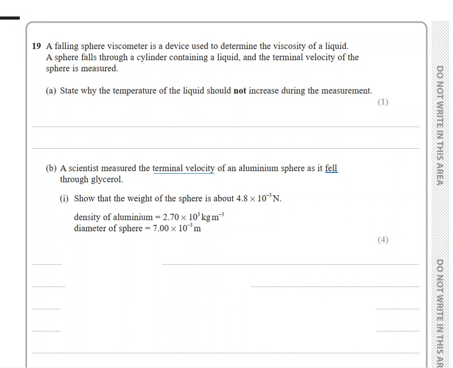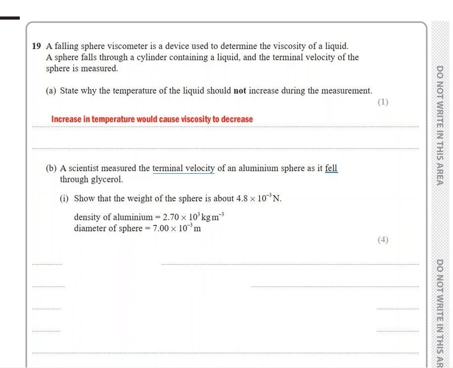Whenever you come across temperature in Unit 1, always refer to viscosity. And we all know they have an inverse relationship. I didn't say inversely proportional, I just said inverse relationship, meaning as temperature increases, viscosity decreases. So the answer should be an increase in temperature would cause the viscosity to decrease.